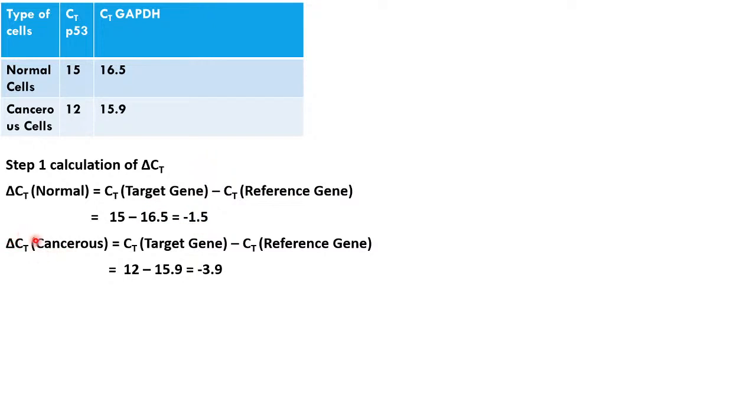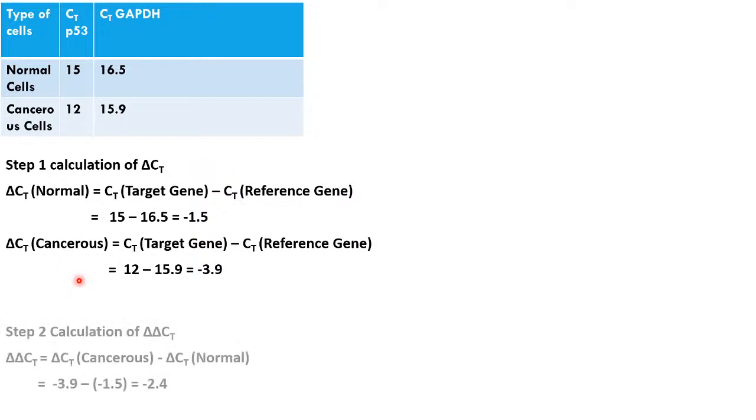Then we calculate the delta CT for the cancerous sample. How? Again, target gene minus reference gene. The target gene is 12, you can see here, and the reference gene is 15.9. So the difference is minus 3.9. So we have calculated delta CT normal and delta CT cancerous. Then next we do the delta delta CT. So what is delta delta CT? Now cancerous minus normal. The cancerous delta CT was minus 3.9 and the normal was minus 1.5, and we get a value.